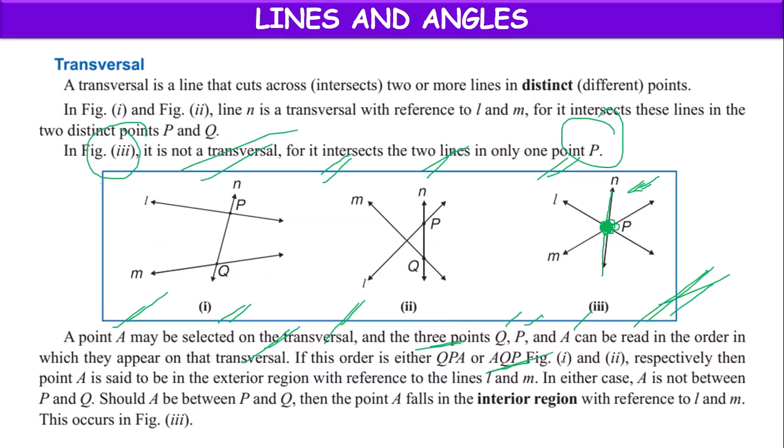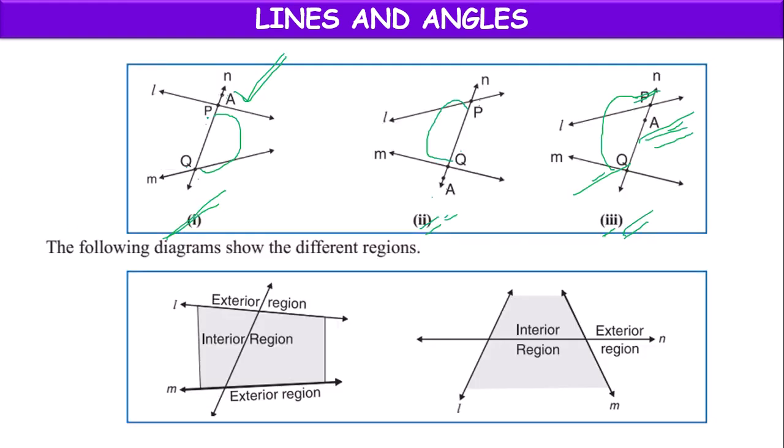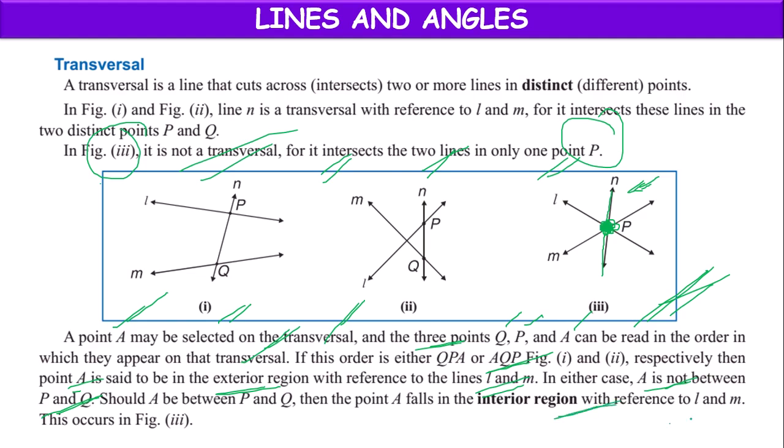So here, A is said to be in the exterior region with reference to L and M, because A is not between P and Q. If A is outside P and Q, we can tell that A is in the exterior region of the transversal, because it is not lying between P and Q. If it falls between P and Q, then we have to tell it is in the interior region with reference to L and M.